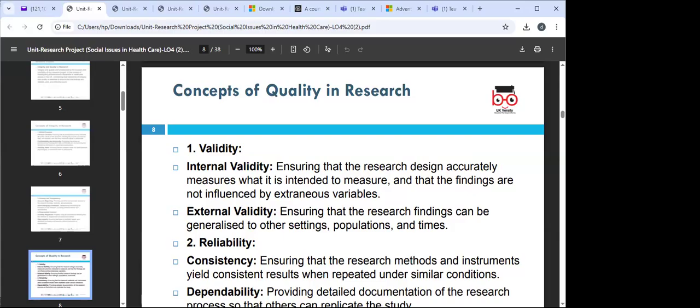Very, very important. You have to make sure the research is accurate, that it measures what is intended, and that the findings are not influenced by external variables that will not make sense relative to the data that has been collected. All right.